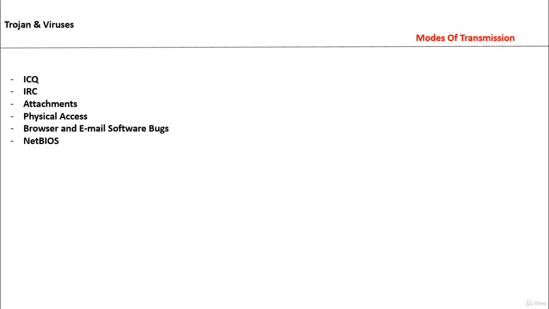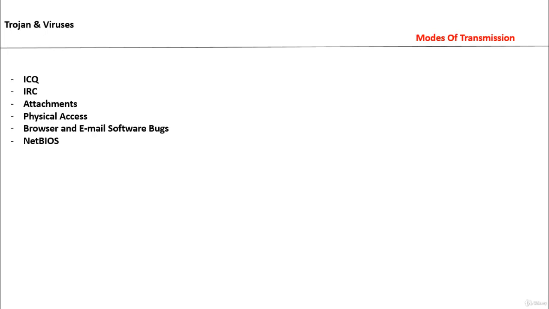Physical access. Physical access to a target machine is perhaps the easiest way for an attacker to infect a machine. The motive may be a prank or just plain curiosity. Browser and email software bugs. Having outdated applications can expose the system to malicious programs such as Trojans without any other action on behalf of the attacker.